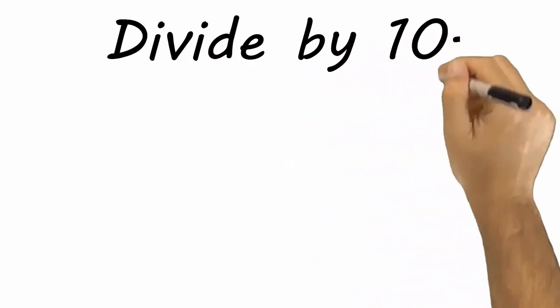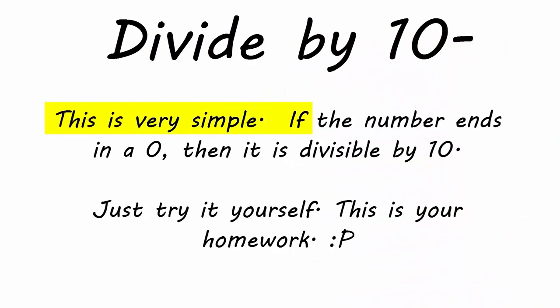The rules of 10. This is very simple. If the number ends in a 0, then it is divisible by 10. Just try it yourself like me.